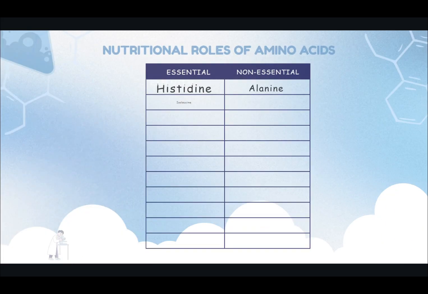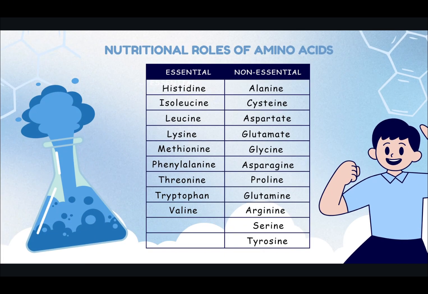From a nutritional standpoint, amino acids are categorized into two main groups: essential and non-essential. Essential amino acids are those our bodies cannot synthesize on their own and must be obtained through our diet. There are 9 of these, including leucine, lysine, and tryptophan. A deficiency in even one essential amino acid can impair protein synthesis and lead to health issues.